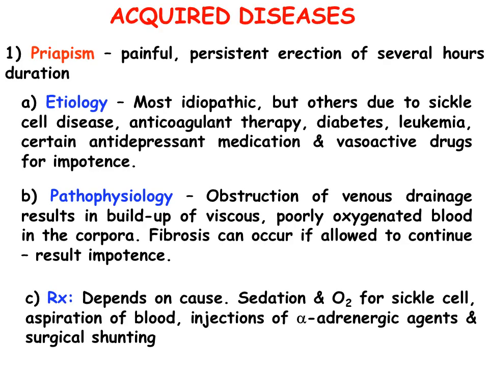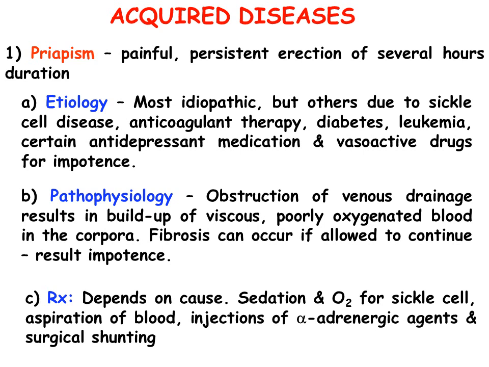Now, there are a number of acquired disorders that men can have. Priapism is one. It's a persistent, painful erection that can last for several hours. Most of them are idiopathic. We really don't know why they're occurring. After that, the second most common reason for this is sickle cell disease, certain anticoagulant therapies, possibly diabetes, leukemia, anything that's going to affect drainage, certain antidepressant medication, and then, of course, some of the drugs for impotence.